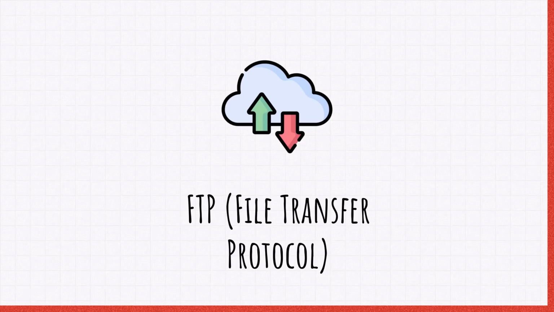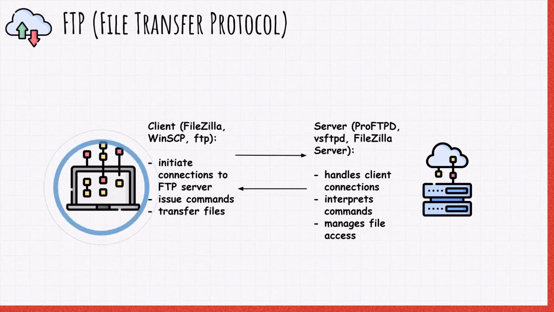Now, the protocol provides a way to list directories, upload files to the server, as well as download files from the server. It is widely used for tasks such as website maintenance, file distribution, and remote server administration. FTP interactions typically involve two key components. The client, and the client software is used to initiate connections to the FTP server, issue commands, and transfer files. Common FTP clients include FileZilla, WinSCP, and command line tools like FTP on Unix-like systems.